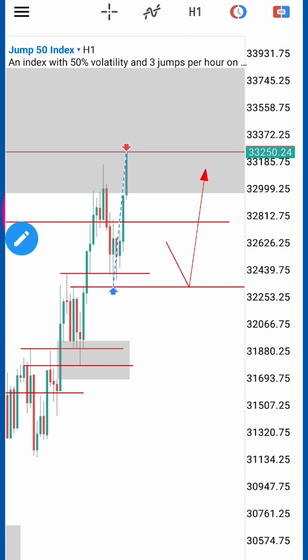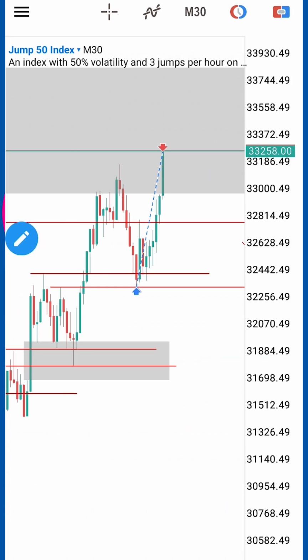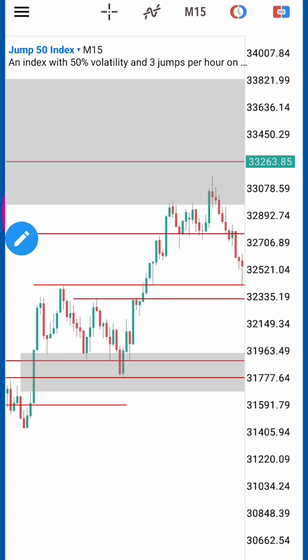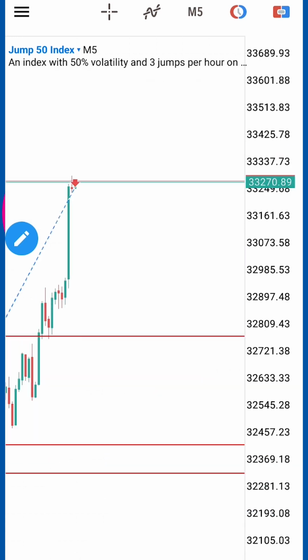Price went from my buy level and then it went above that high, so we're in some good profits. I decided to close there, so we will have to wait for the next trade, which is VIX 25 index.